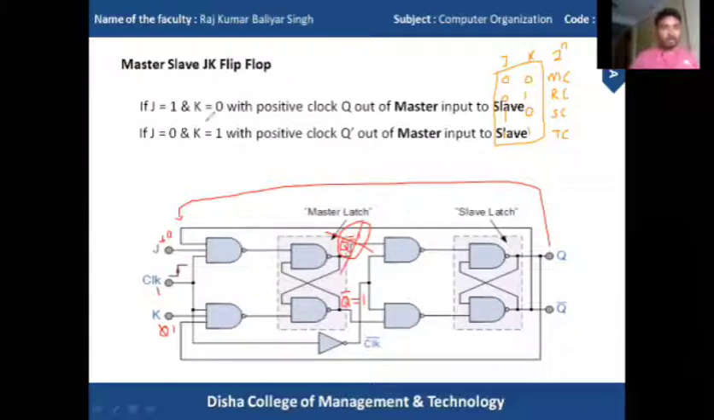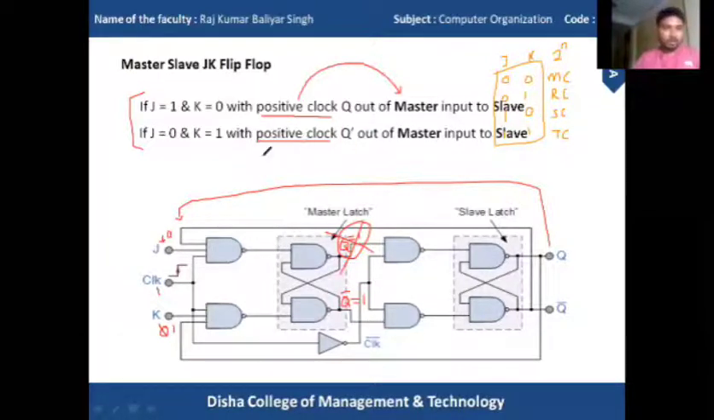Okay, in both cases we see the positive clock value. Only when the clock value is positive, the master is in an active state, the master will produce the result, and whatever result is produced by the master will go to the slave side. So what is the meaning of positive clock? Positive clock means the clock is 1. When the clock is 1, the master will work, as we know.